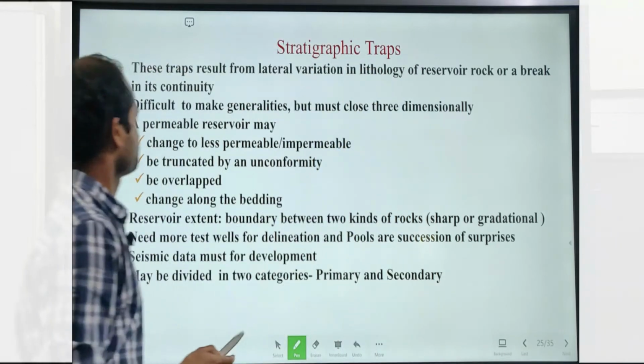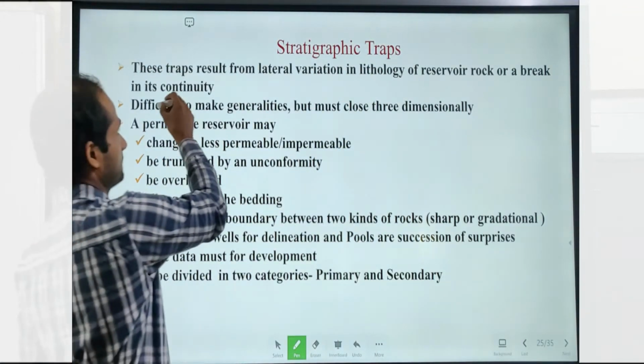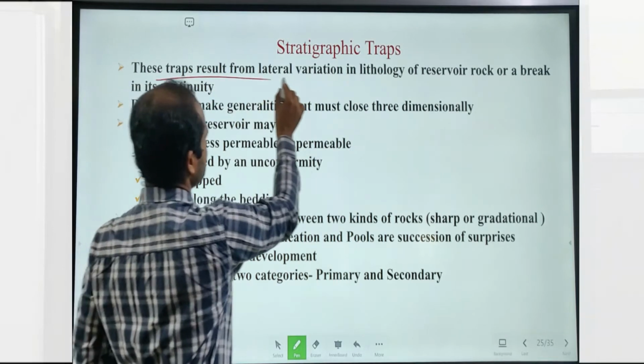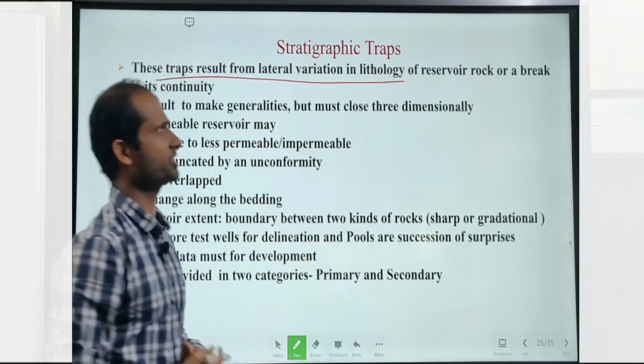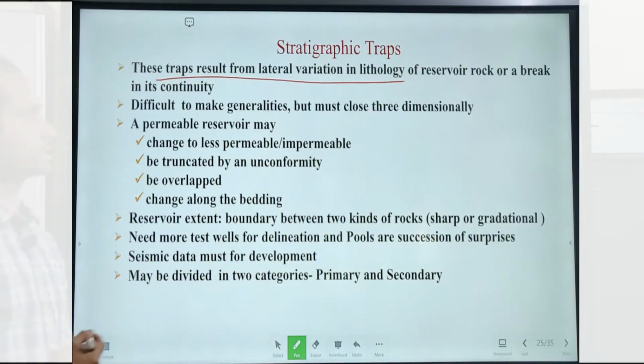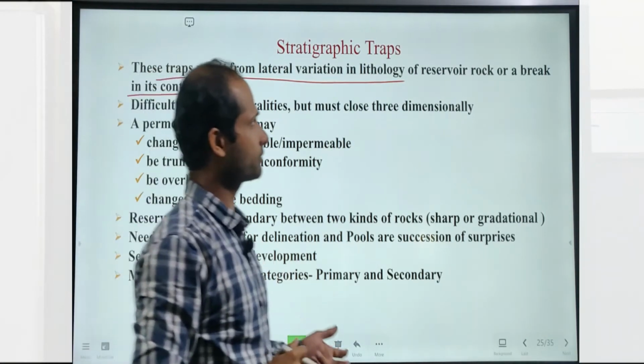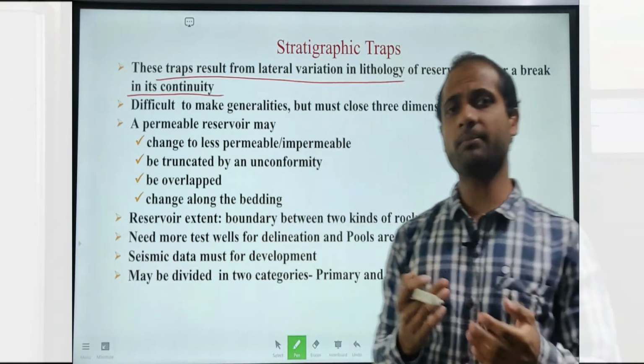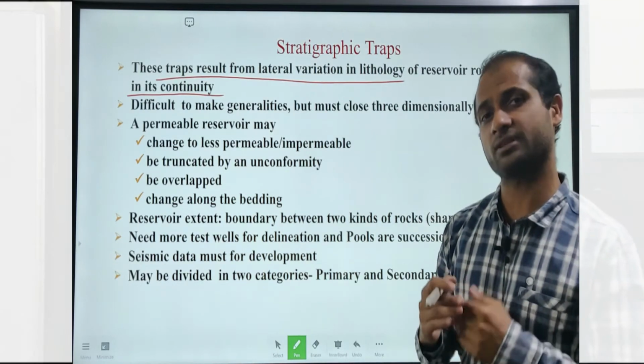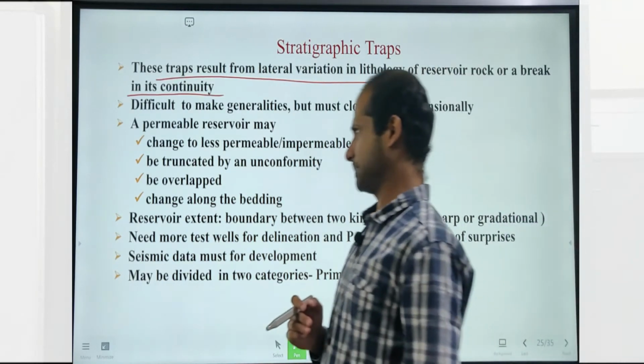As the definition says, these traps are the result of lateral variation in the lithology that leads to a break in continuity. What kind of continuity? That means the migration continuity. After that the migration will not take place.